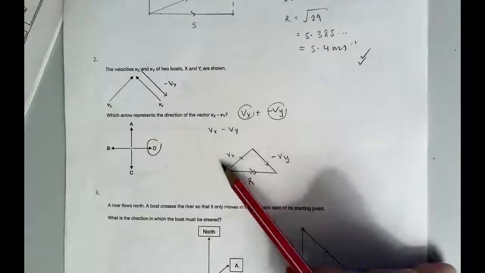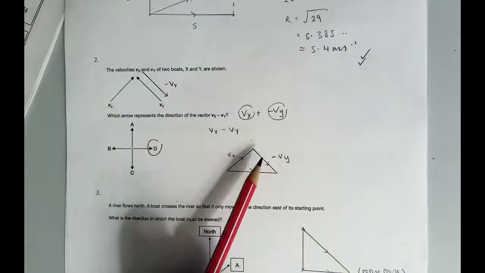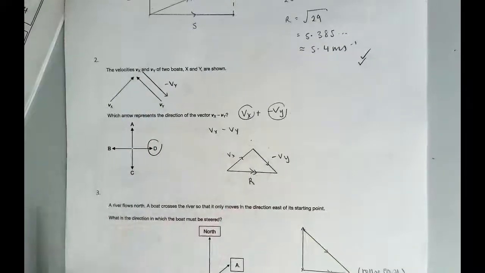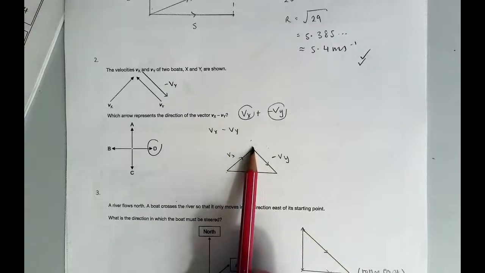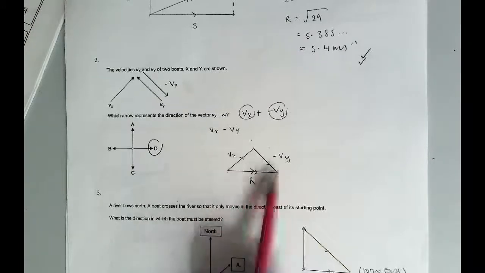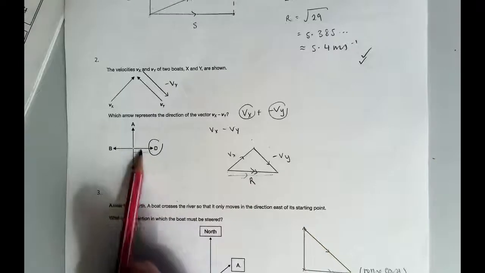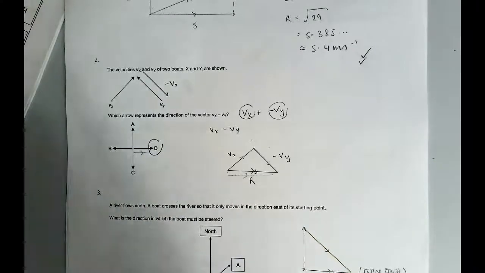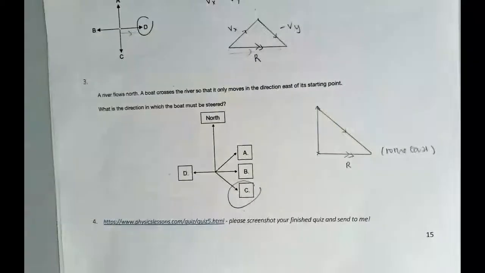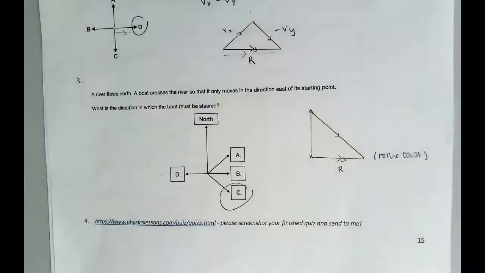So I've got Vx, as we can see, and minus Vy is opposite to Vy, so I've got minus Vy pointing down. I've got tip to tail, so I'm just going to close my triangle here, and so my resultant is directly across, and you can hopefully see that this is in the same direction as D, so that gives you D.